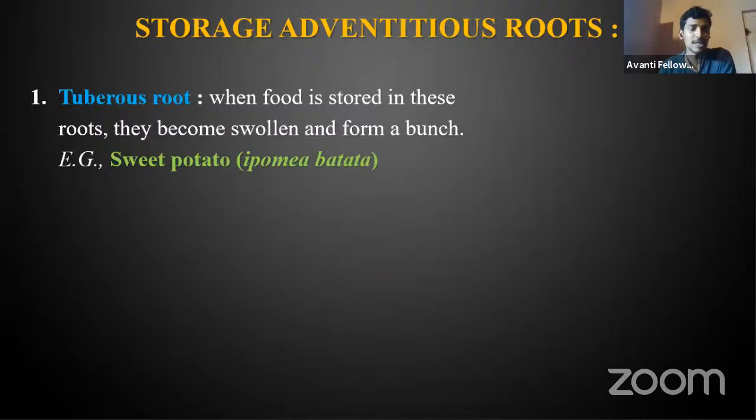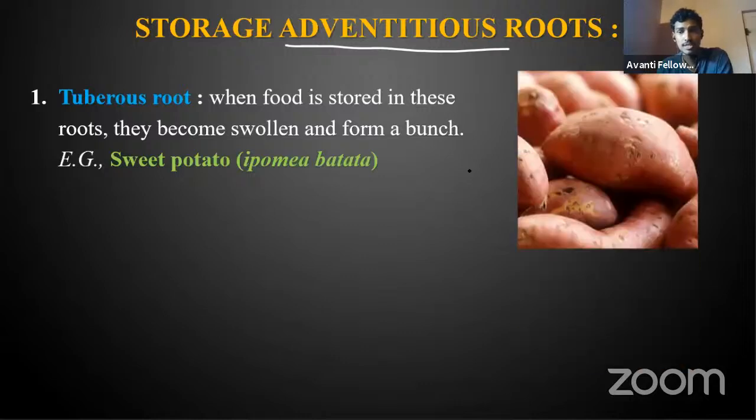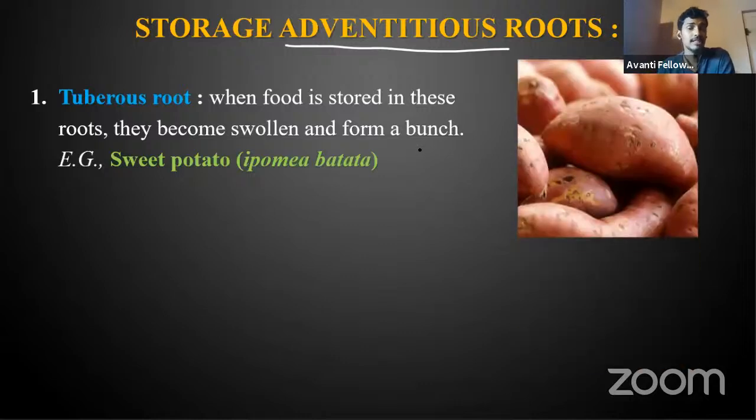So the next one is the tuberous root. Here we are actually discussing storage in the adventitious root. Remember, in this particular section we are discussing adventitious root modification. The first one is the tuberous root. How are these tuberous roots different? These store food, and they are swollen and normally present in a bunch.